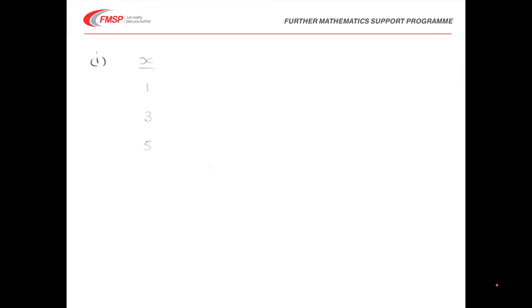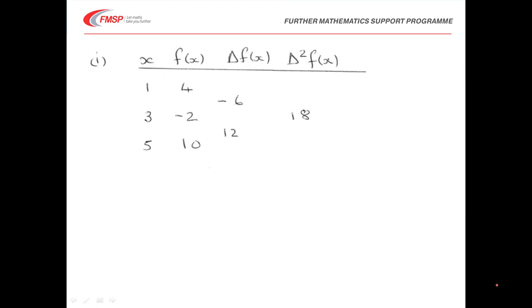So I'm going to run through this fairly quickly. The difference table is what we need for our Newton's interpolating polynomial. So we need the x values, the y values, and we need to go as far as the second difference. Okay, so there it is all calculated. Negative 2 take 4 is negative 6, 10 take negative 2 is 12, 12 take negative 6 is 18. H is the gap between the x values, which is 2.